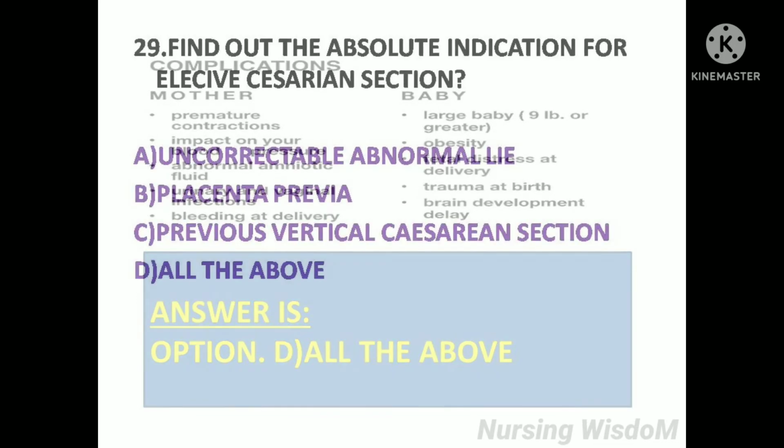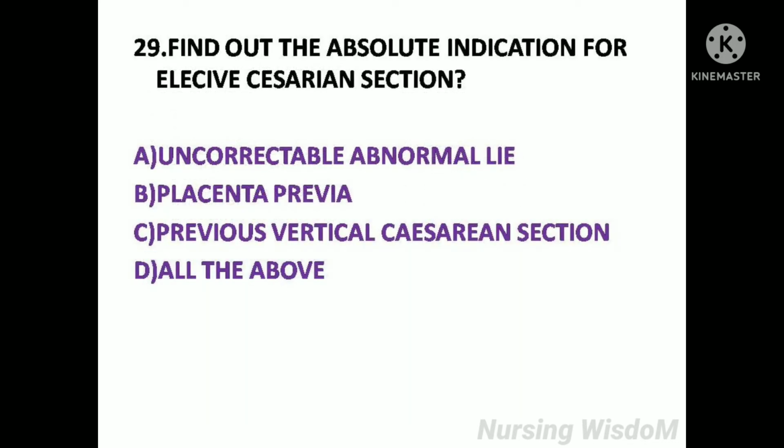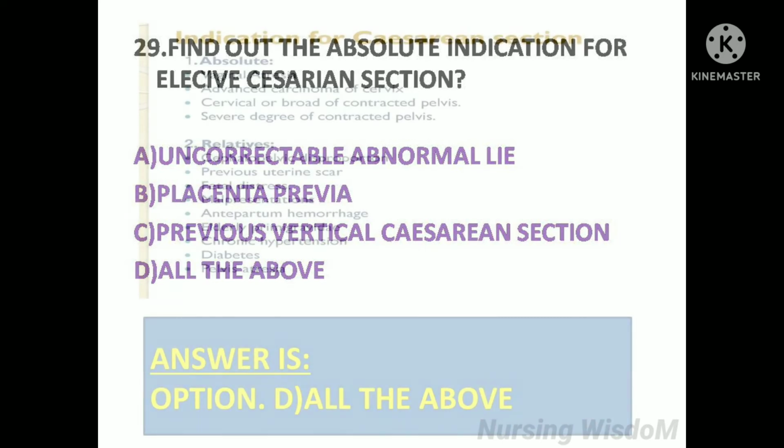all the above. Next question, find out the absolute indication for elective cesarean section. Option A, uncorrectable abnormal lie. Option B, placenta previa. Option C, previous vertical cesarean section. Option D, all the above.